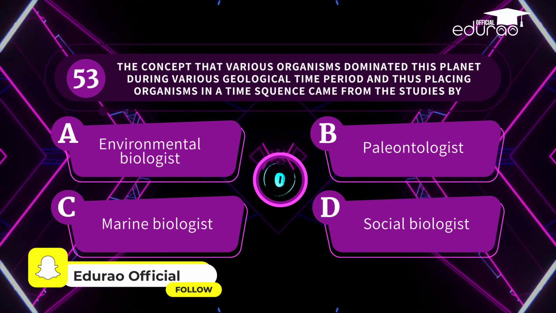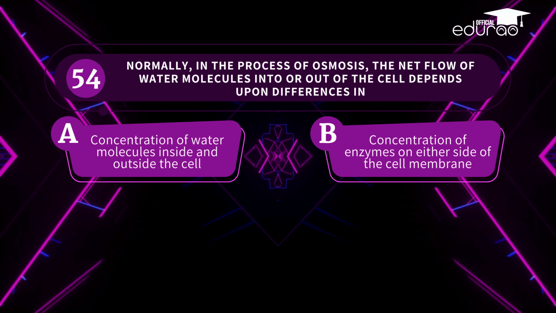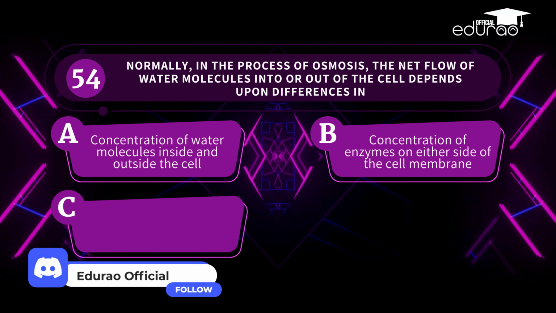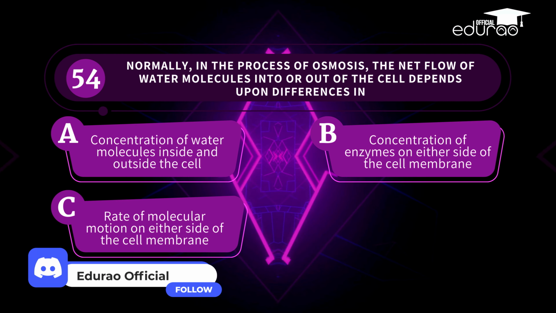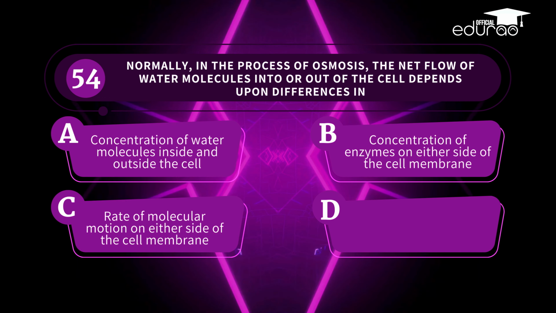You've hit the right spot. The correct answer is paleontologist. Question 54. Normally, in the process of osmosis, the net flow of water molecules into or out of the cell depends upon differences in A. Concentration of water molecules inside and outside the cell. B. Concentration of enzymes on either side of the cell membrane. C. Rate of molecular motion on either side of the cell membrane. D. All of them.